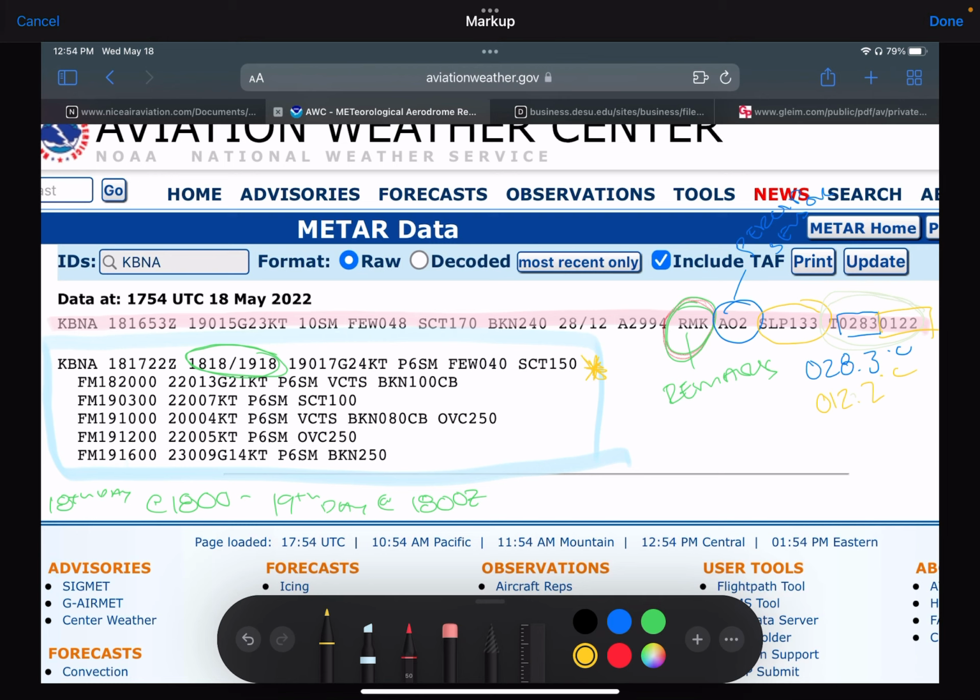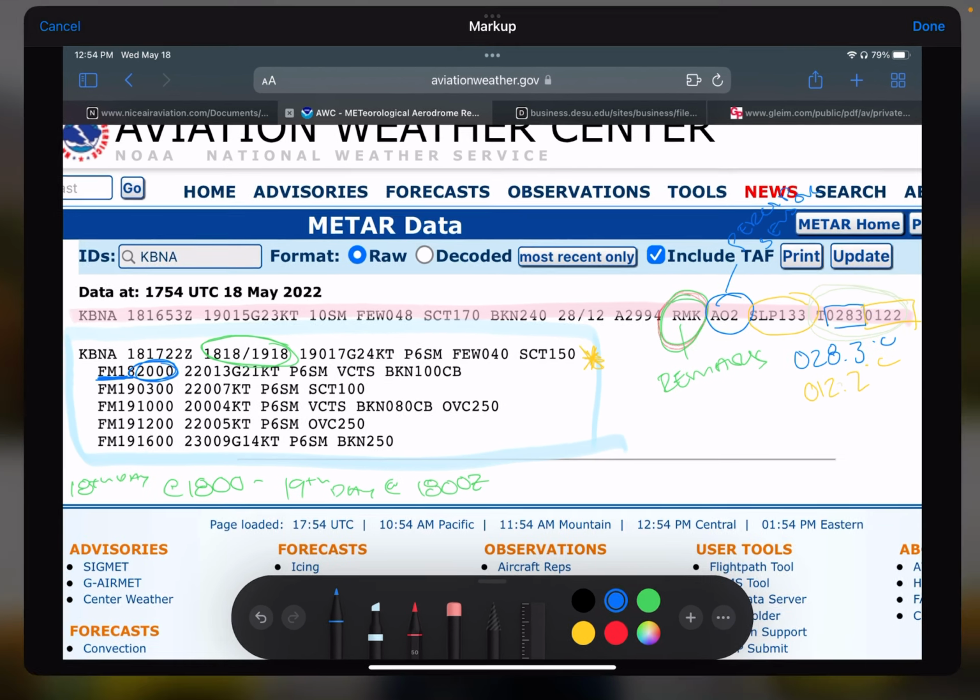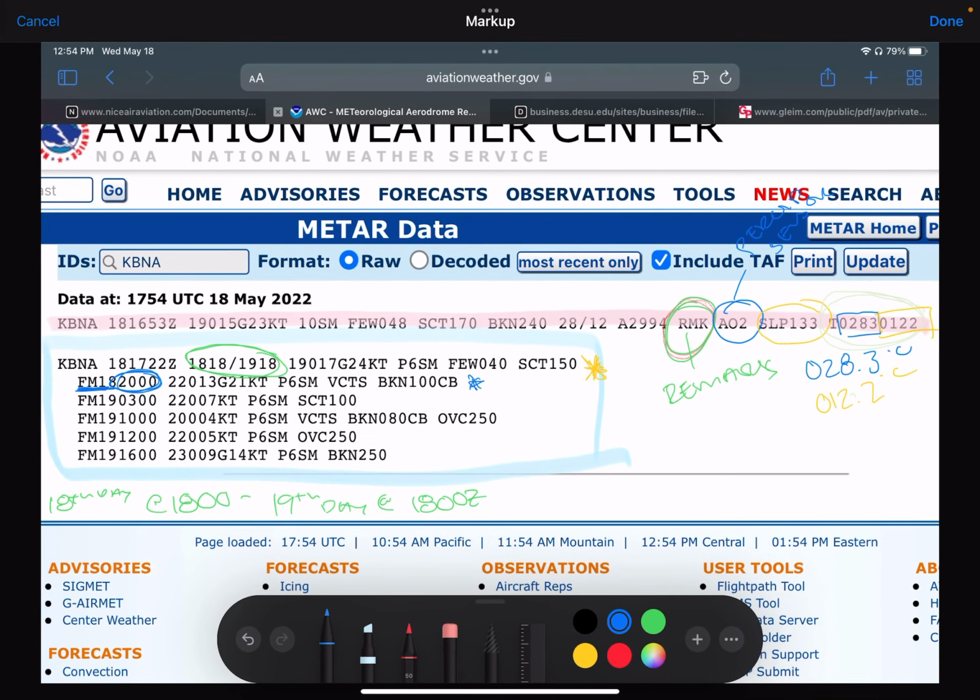And then we've got our cloud covers at 4,000 feet. And then we've got a scattered layer at 15,000 feet. And so what we really want to look at for our time, because we're going up at 2100 Zulu, is our next part of the TAF. So this is the time it starts, this part of the TAF, from the 18th day of the month at 2000 Zulu. So this is the one that we really want to focus on.